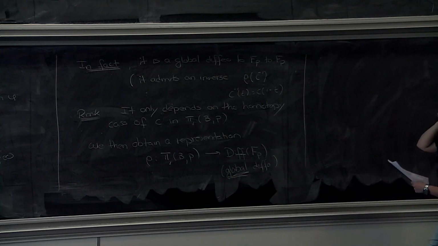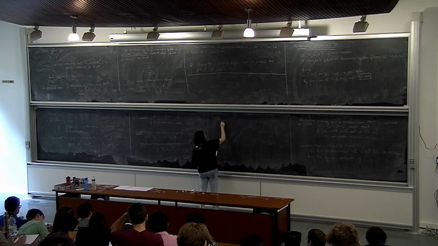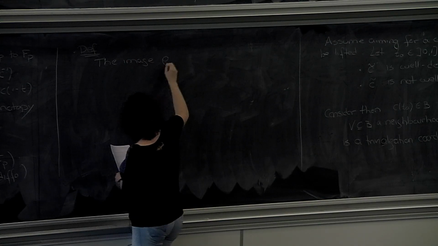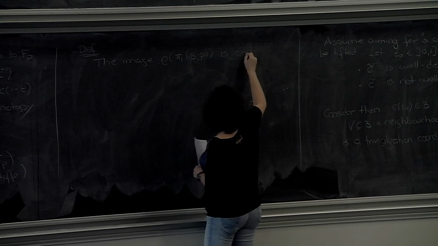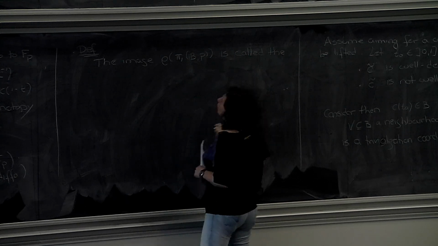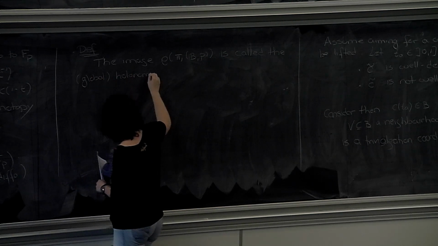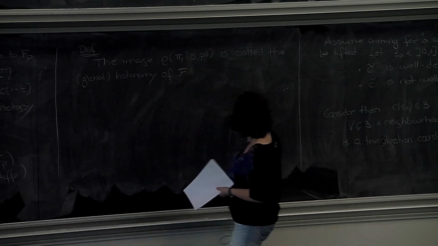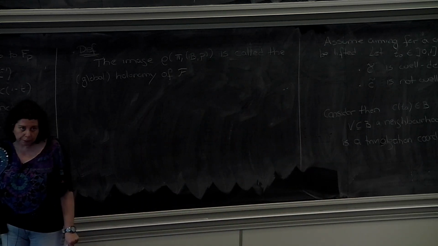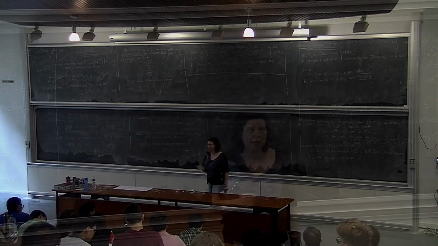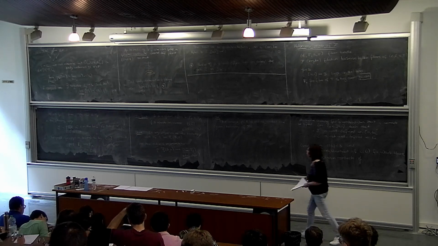I'm going to emphasize here. Okay, so definition, the image rho of pi_1 of B, P is called the global holonomy of the foliation. Okay, again, I have fixed here a point P. If I change the point, everything is isomorphic, so it is well defined. We can assume that we have a fixed P, there is no problem.